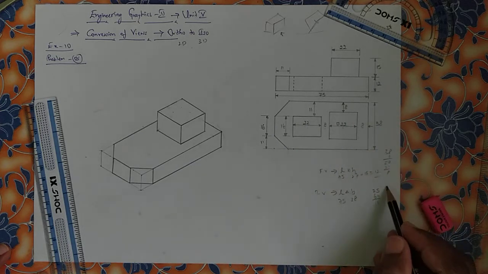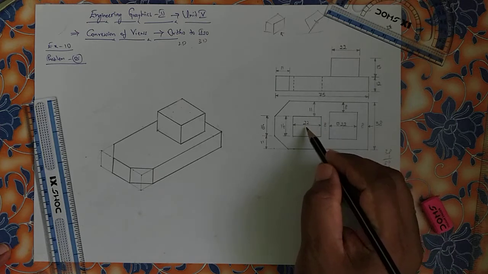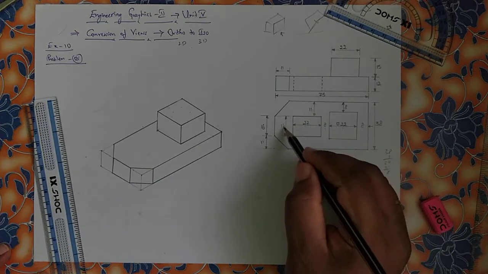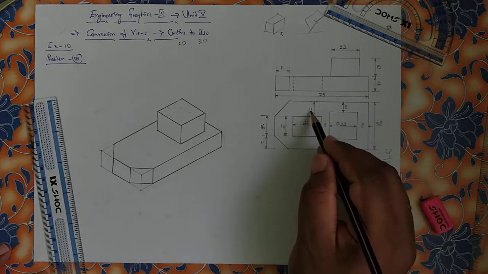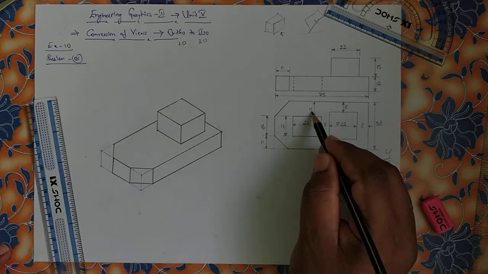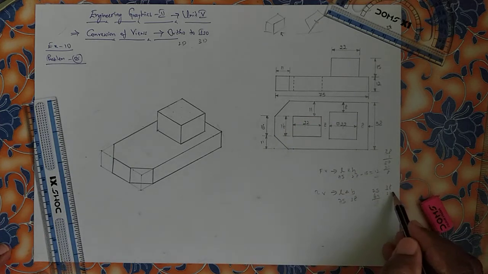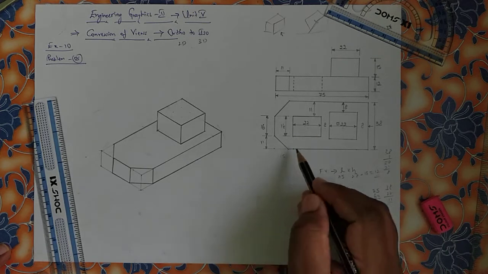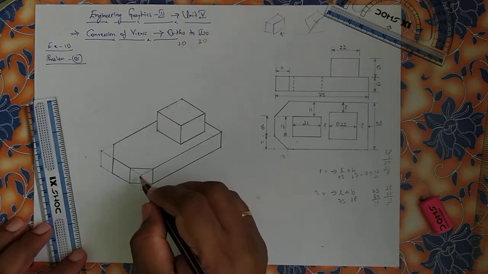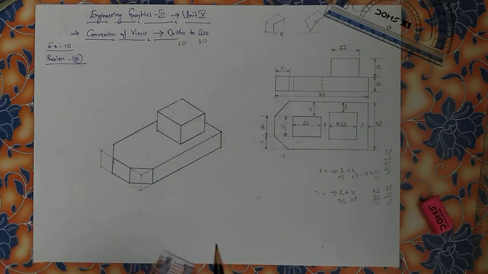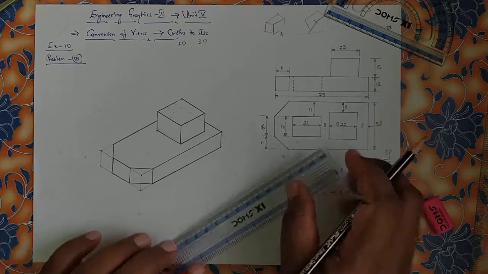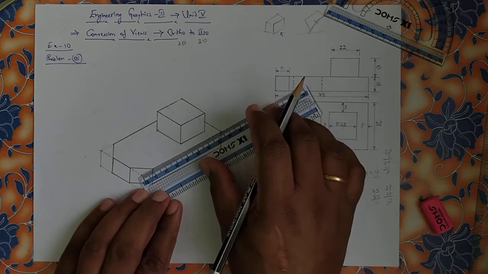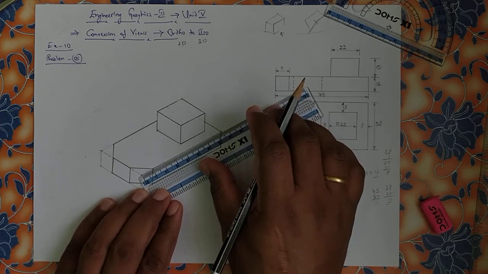11 plus 16, this length, is 27, and 38 minus 27 is 11. That means from here it is 11. Now I can finally clear that it is 15 here, it is 11 here. So with respect to this corner I am drawing. First, 15 mm on the XY line I have to plot.